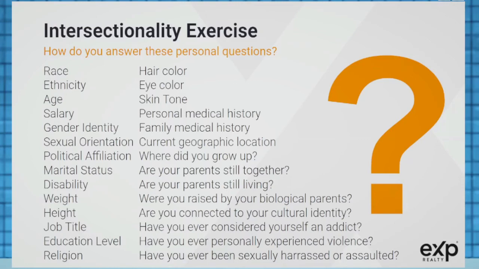Are your parents still together? Are they still alive? Were you raised by your biological parents? Do you feel a connection to your cultural identity? Have you ever considered yourself an addict? Have you ever personally experienced violence? Have you ever been sexually harassed or assaulted? Let all those things sink in as we think about who we really are. Anything else come to mind that really makes you different than the person sitting next to you?